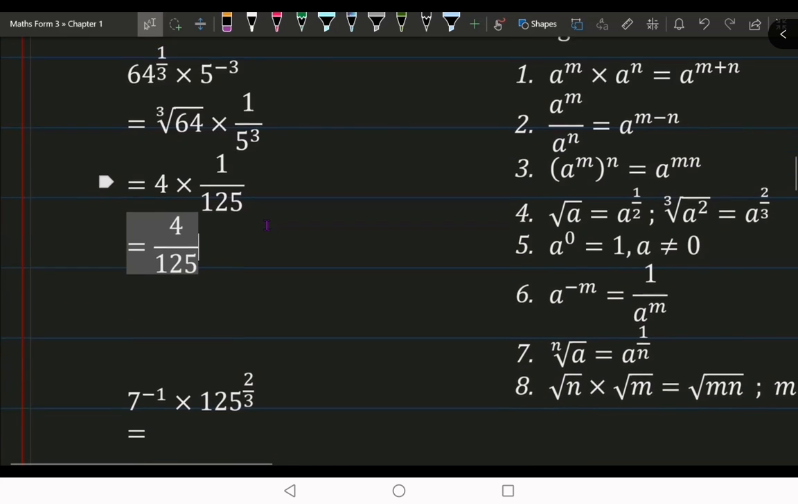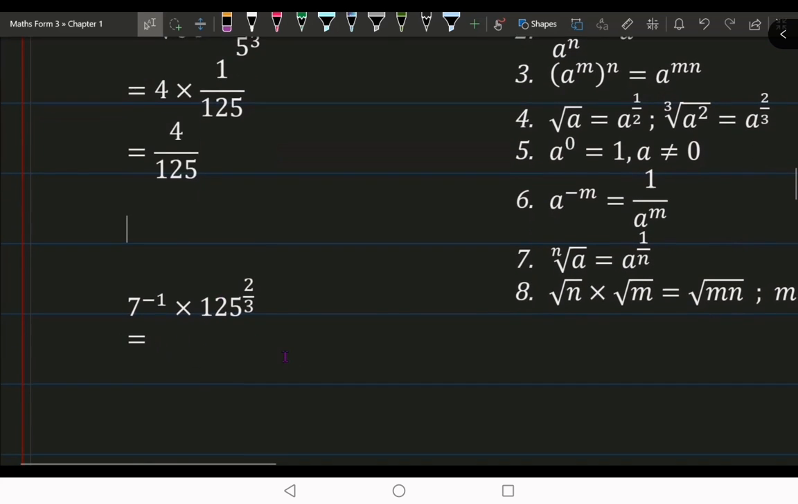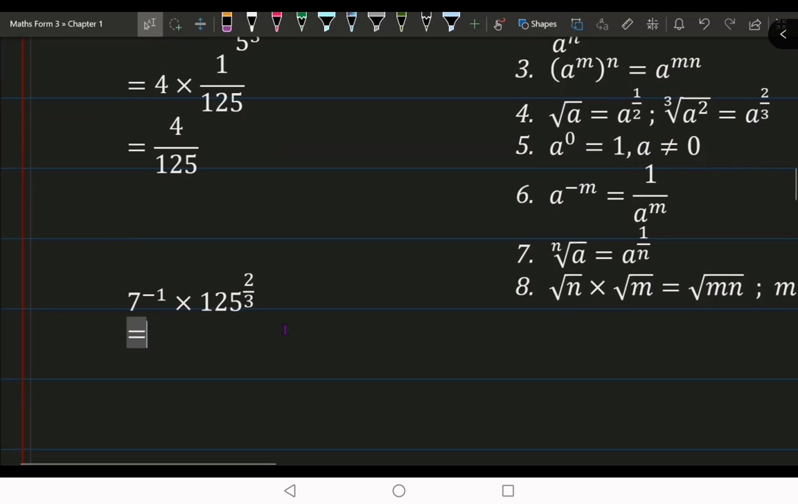Okay. Go to the third one, question 2B from your textbook, page 25. This one has a negative integer, which means reciprocal, flip it over, 1/7. That means 7 to the power 1 is 7. And another one we already know, 1/3 is cube root.